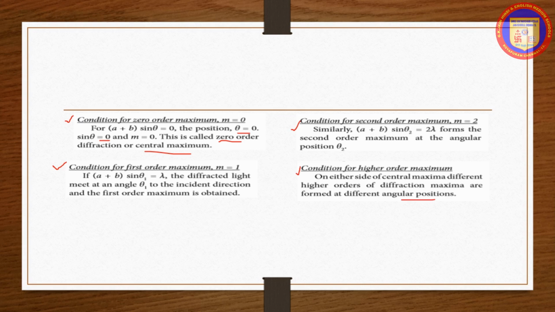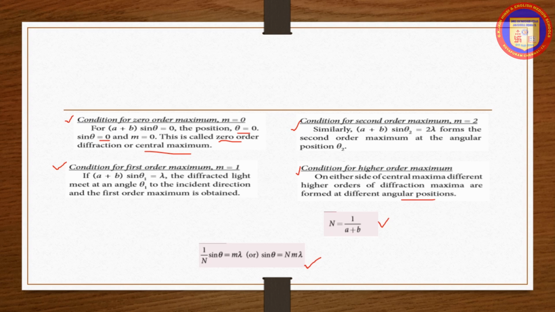Then we can take N is equal to 1 by (A plus B). Then N gives the number of grating elements or rulings drawn per unit width of the grating. The number N is specified on the grating itself. Now the equations become 1 by N sin theta is equal to m lambda, and sin theta is equal to N m lambda.